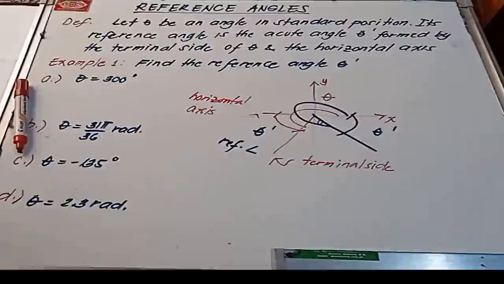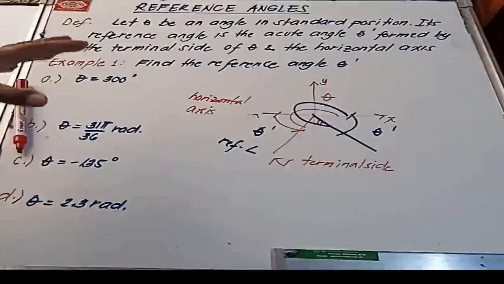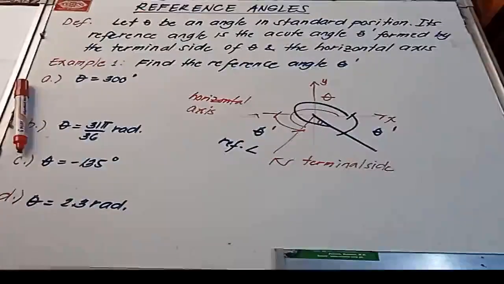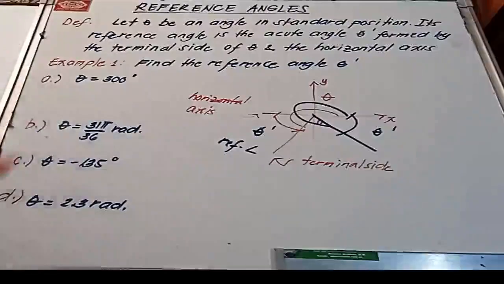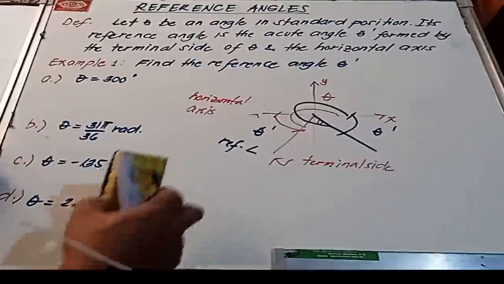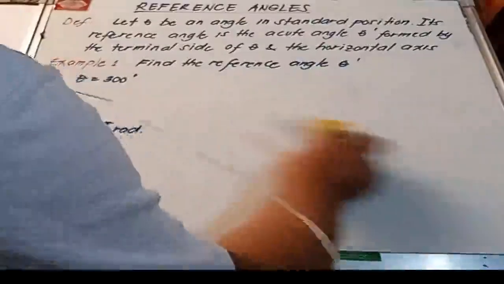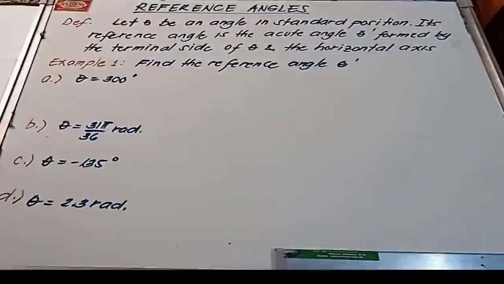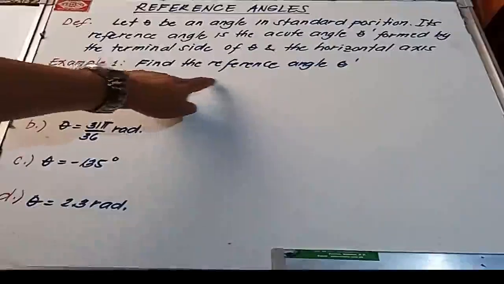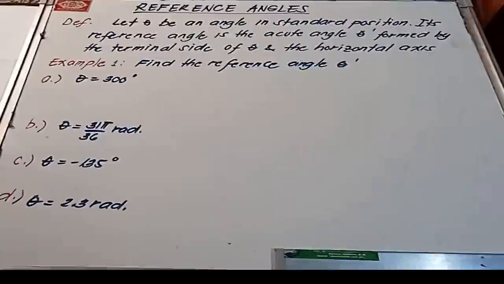Basta't ang reference angle sinusukat or yun yung gap between the horizontal axis and the terminal side of the angle in standard position. So I'm going to give you 4 examples para matutunan nyo kung paano kukunin ang reference angle theta prime given is the angle in standard position. So we have letter A. Letter A is the angle in standard position is 300 degrees. We're required to determine the reference angle theta prime.